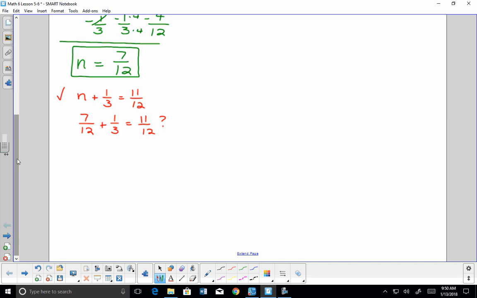So I want to know what 7/12 plus 1/3 is. Common denominator between 3 and 12 is 12, so I can keep my 7/12. 3 times 4 is 12, 1 times 4 is 4, so this becomes 4/12. 7 plus 4 is 11. 11/12 does indeed equal 11/12, so this problem checks.